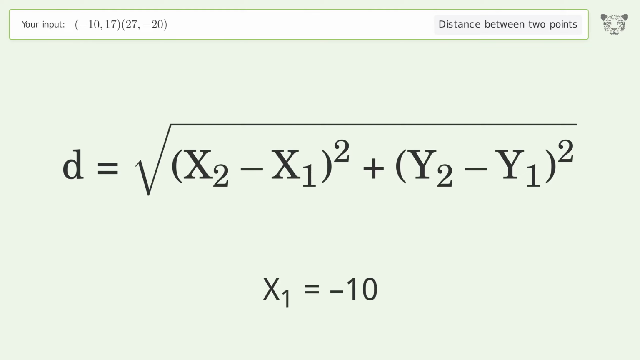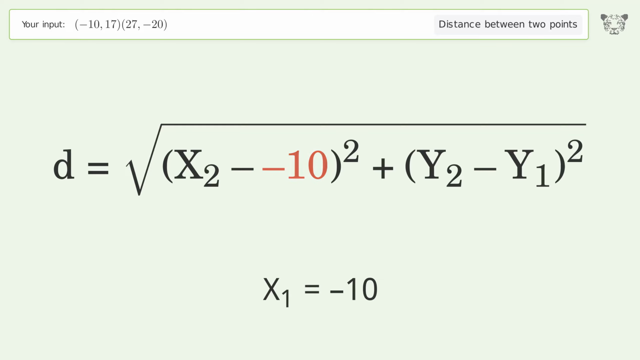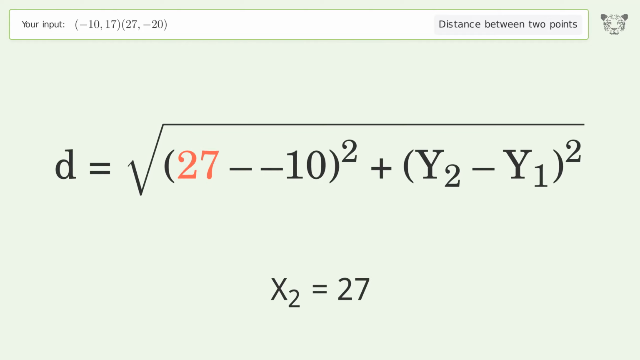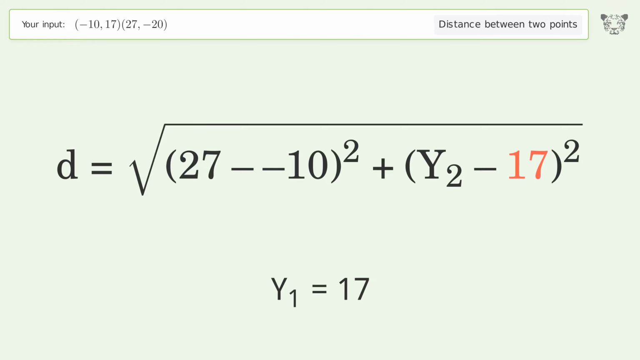x1 equals -10. x2 equals 27. y1 equals 17. y2 equals -20.